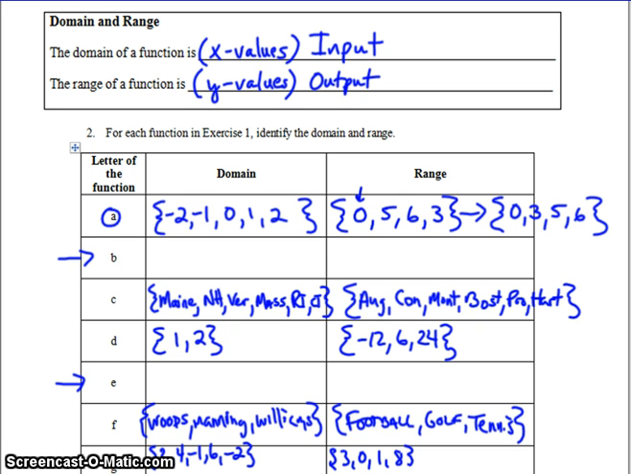Go on to the next video to finish out this worksheet. Then we can talk about other ways to read whether a relation is a function or not.